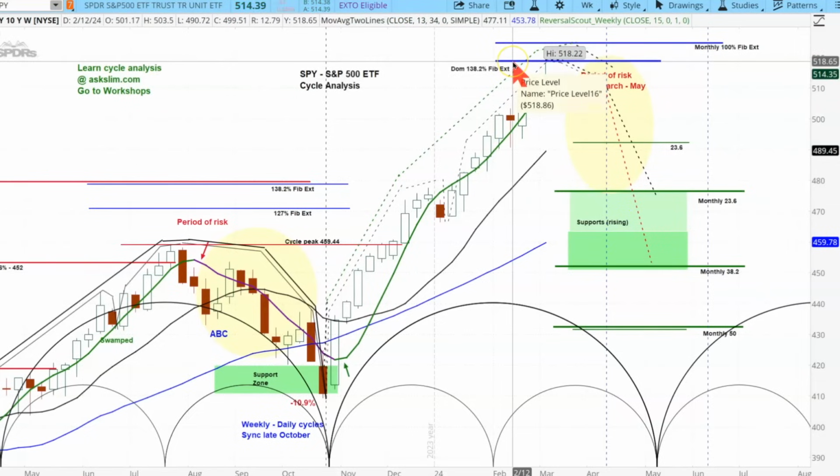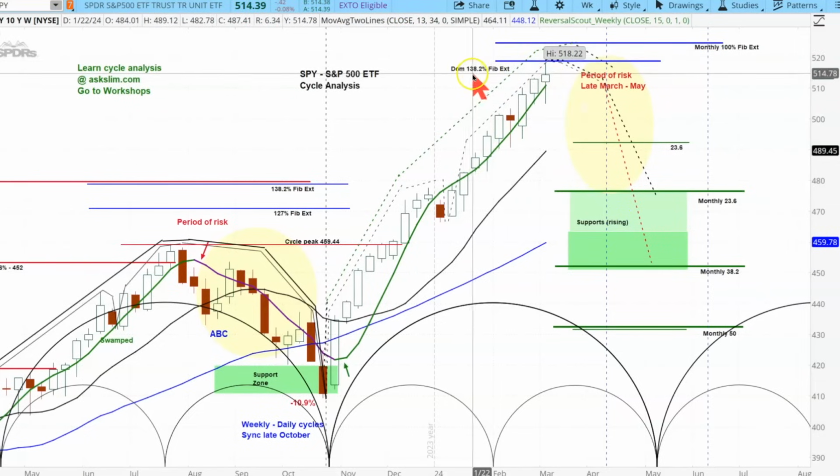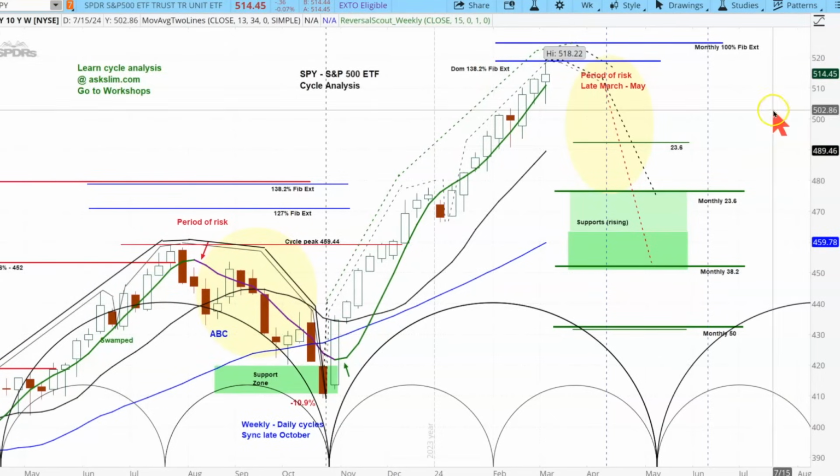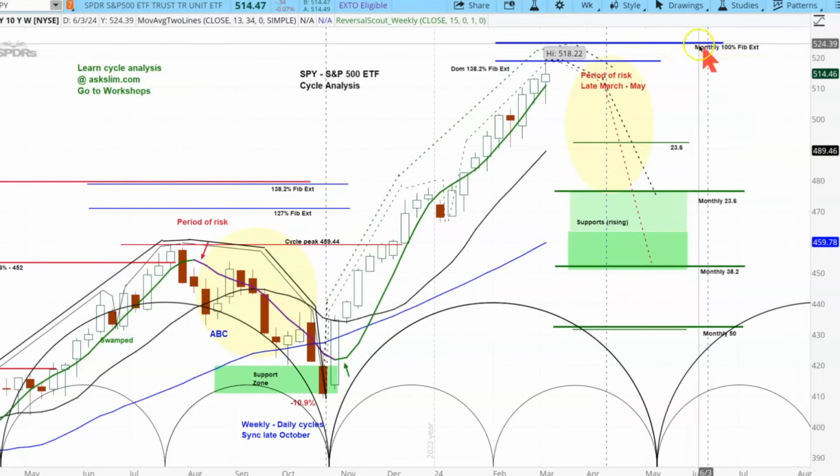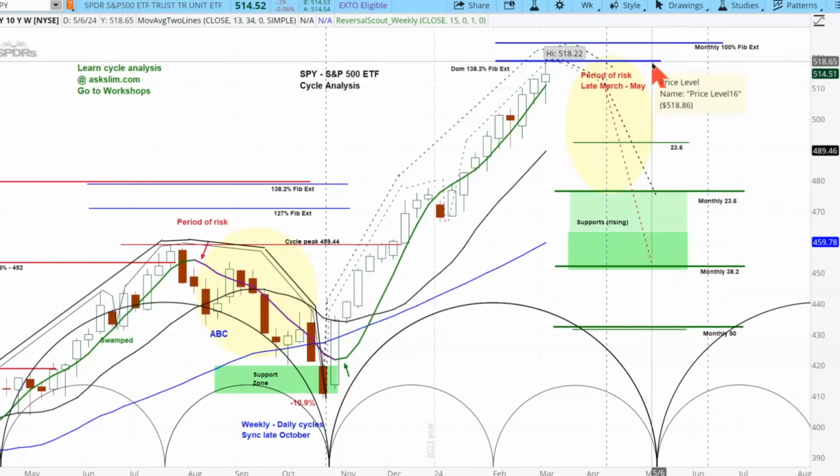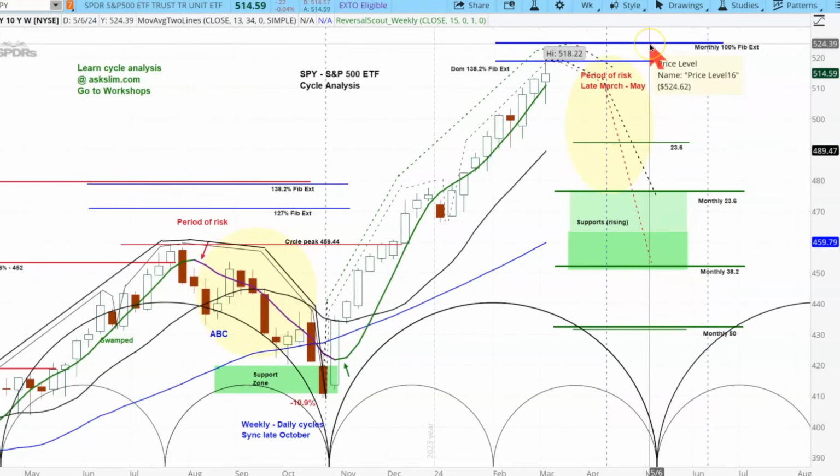Now this right over there is the dominant 138.2% fib extension. That comes off of this whole bigger cycle right over here. And then there's the monthly right over there. That's the monthly 100% fib extension. And that gives us a target resistance area right over here that is around, let's call it just 520, something like that, and this level over here is 525. That's how those show up.